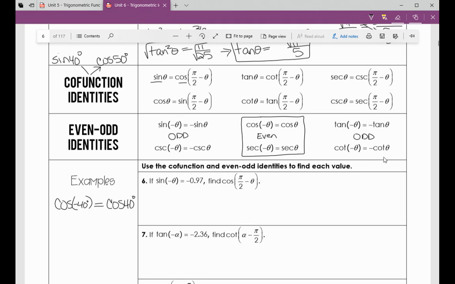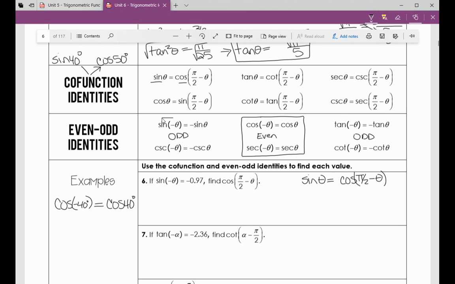So what we're going to do is use a combination of these cofunctions and even and odd identities to figure out what these values are. So first thing I see is inverse sine. So the basic thing, I need cosine of pi over 2 minus theta. According to this, positive sine theta is equal to cosine of pi over 2 minus theta. Do y'all agree with that? So if I can figure out what sine theta is, both of those will equal each other.